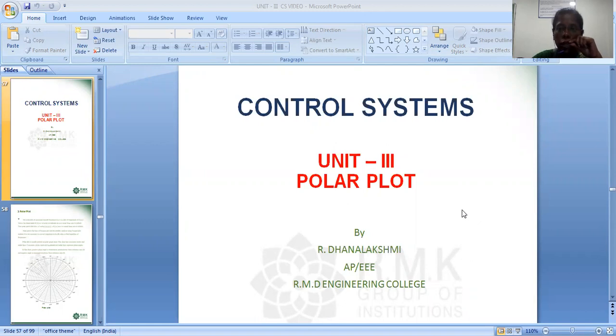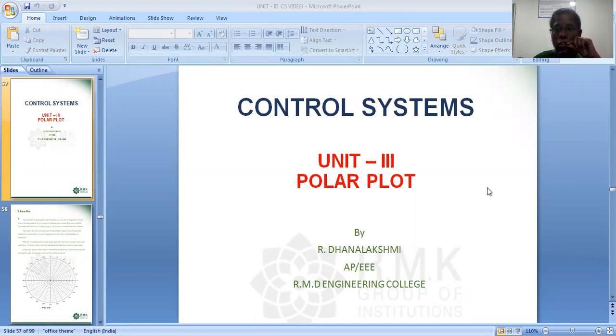In this session, I would like to discuss the polar plot, from unit 3 of control systems, which is frequency response. In frequency response, we will be learning about the Bode plot and the polar plot, that is, open loop response plots and closed loop response plots. The polar plot and Bode plot are both meant for open loop response plots.